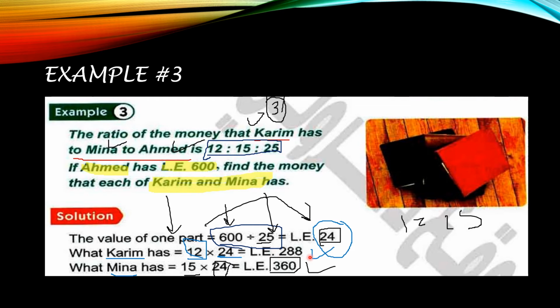Also, we can solve this problem using the other technique of putting the three term titles, with a colon sign between each title and the other, and under each title the number of the ratio that he has just given us.